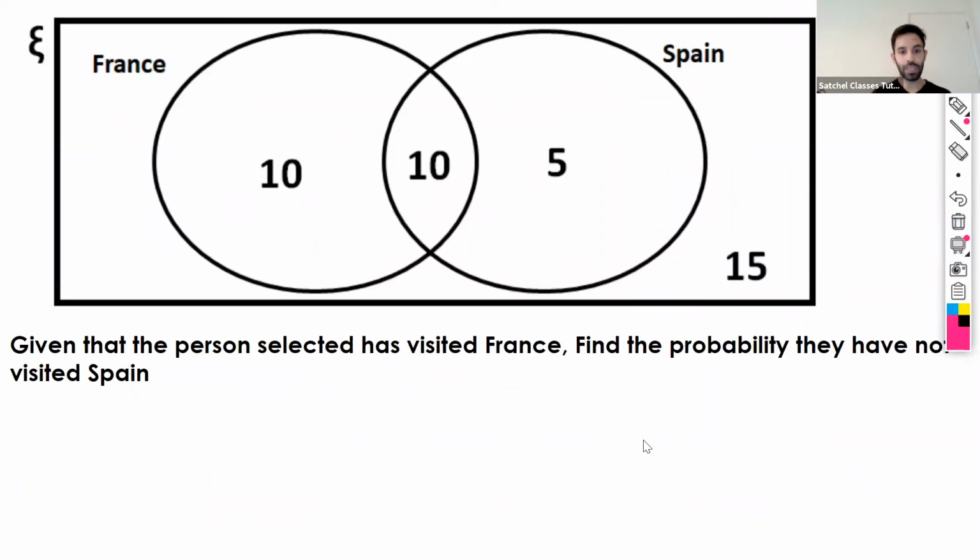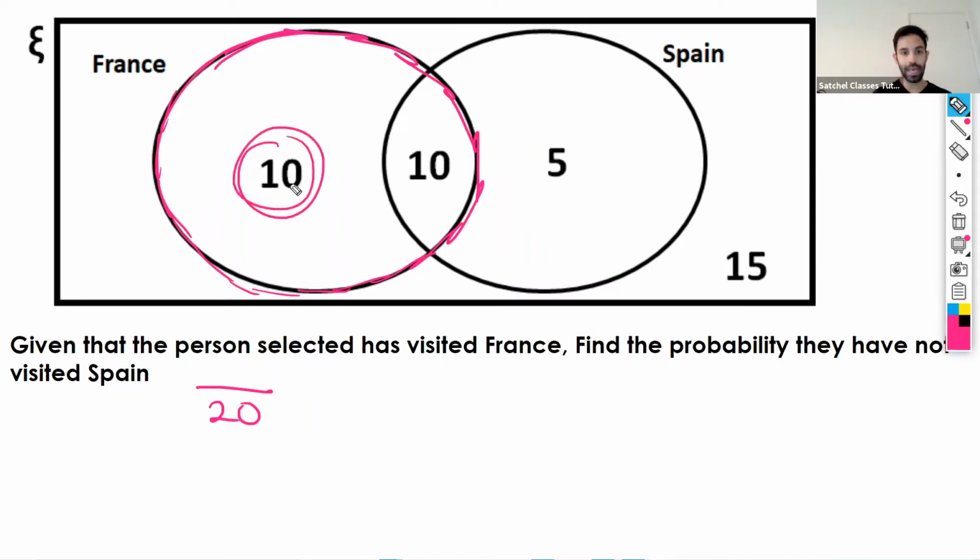So it says, given that a person selected has visited France, find the probability they have not visited Spain. So we want everyone who's visited France. That is our restricted sample space. So that's everyone in the France circle. Therefore, our total again is going to be out of 20. And of these 20, how many of them have not visited Spain? Well, these 10 have not visited Spain, so that's going to be 10 out of 20.